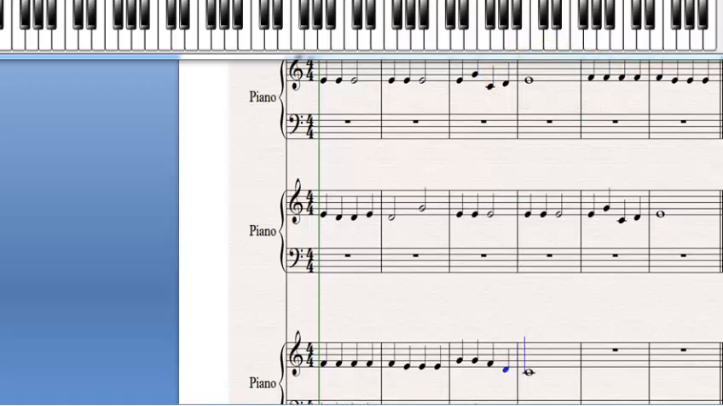Go over these five measures and look at the different note values and try and get a hang of it, and then come back for part seven, where we're going to wrap everything up together.